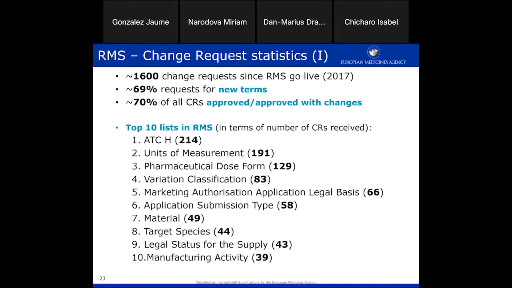Now, in the list that you can see in the slide, you can see the ranking of the top 10 RMS lists, which have historically received the most number of change requests since go live. And you can see in brackets the exact number of requests received since the creation of RMS in 2017. So this gives you an idea of the most recurrent lists in RMS.